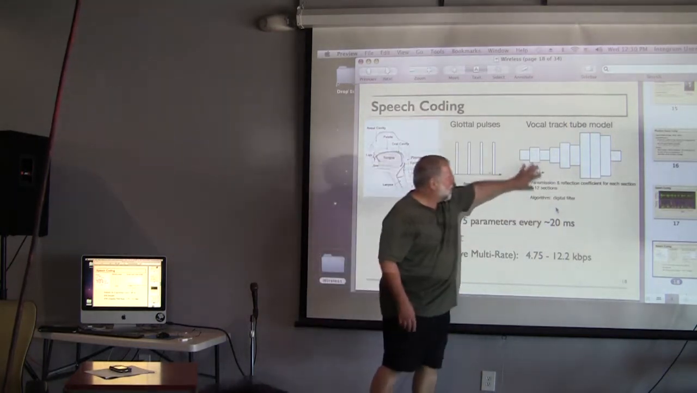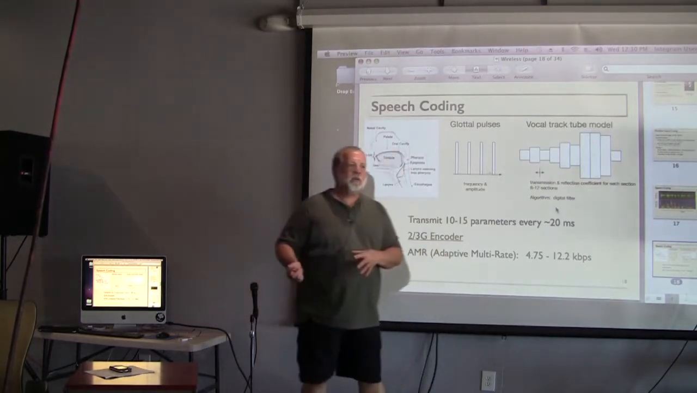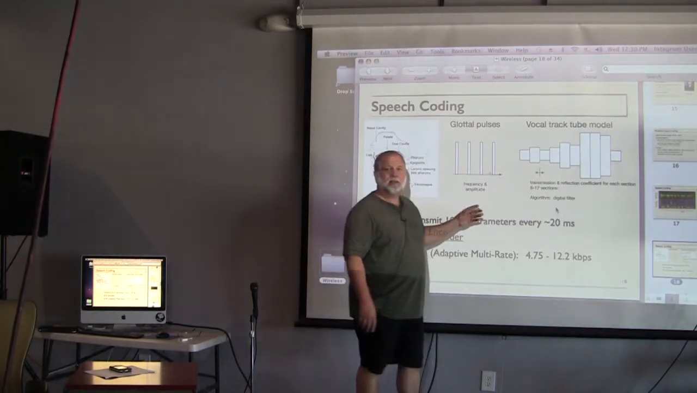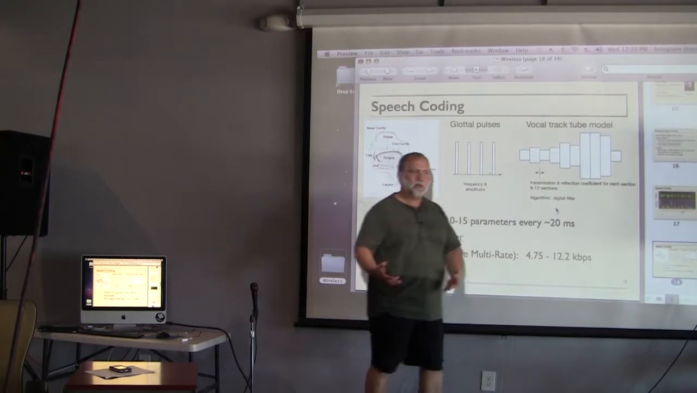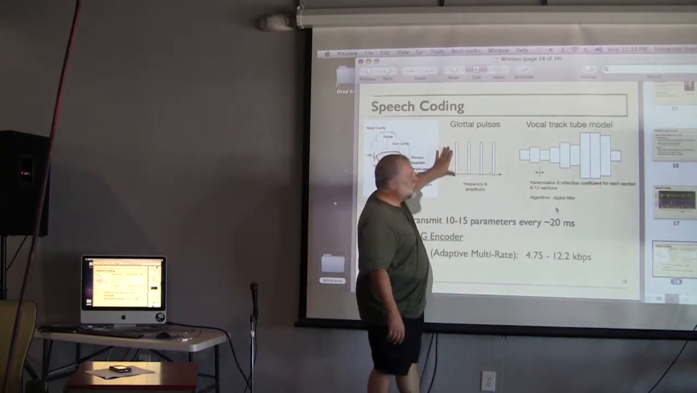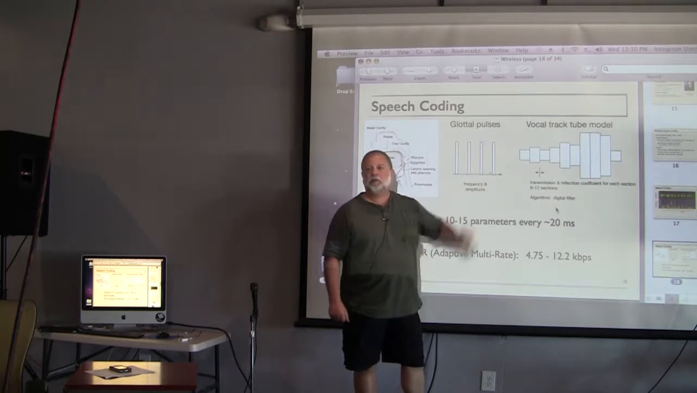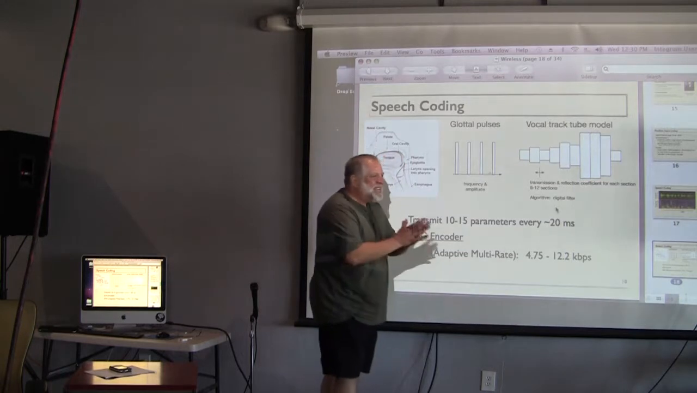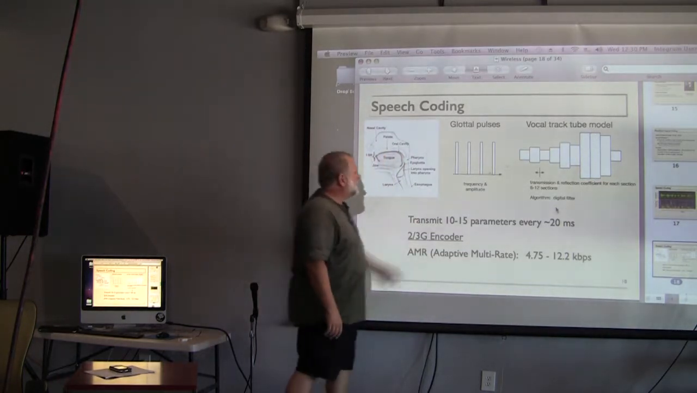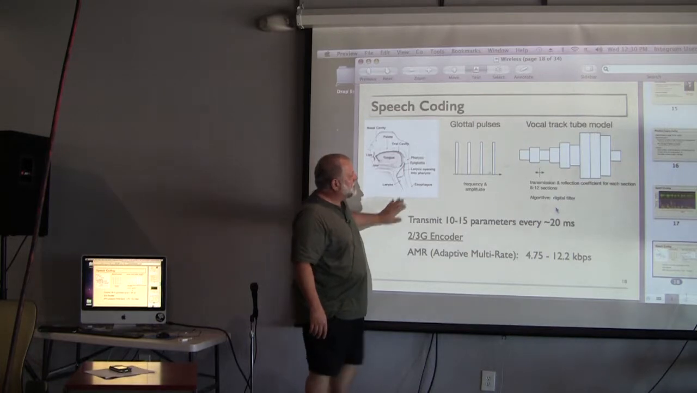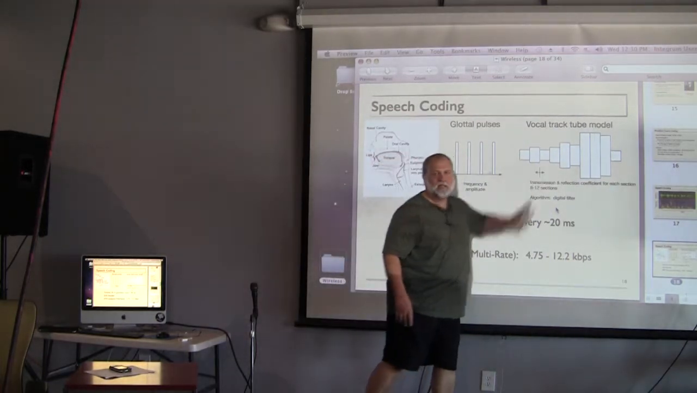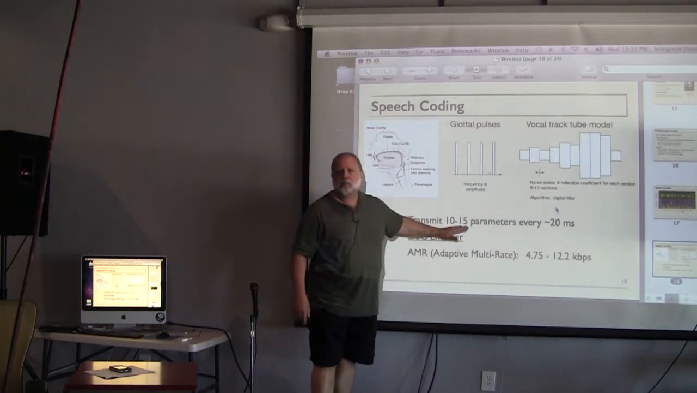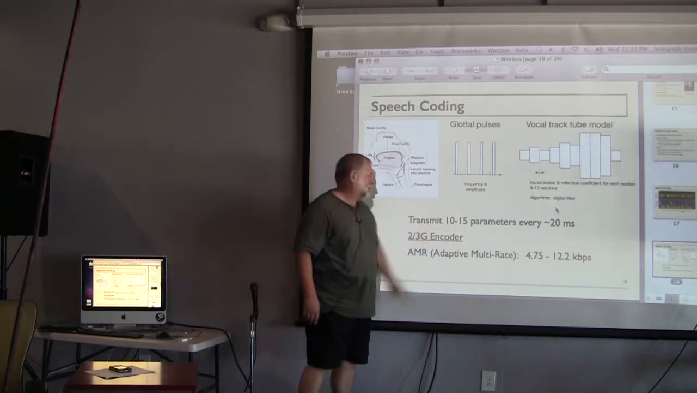So if I can calculate those coefficients, then all I have to do is transmit those coefficients, and then at the far end, I'll just reproduce this device. I'll reproduce the filter with the filter coefficients, and I'll reproduce the glottis pulse and run that through the filter, and it'll produce a sound that's pretty much like the voice sound, or a piece of it, okay? And in fact, it turns out that you just have to recompute these things about once every 20 milliseconds, and you end up with about 10 or 15 parameters every 20 milliseconds.